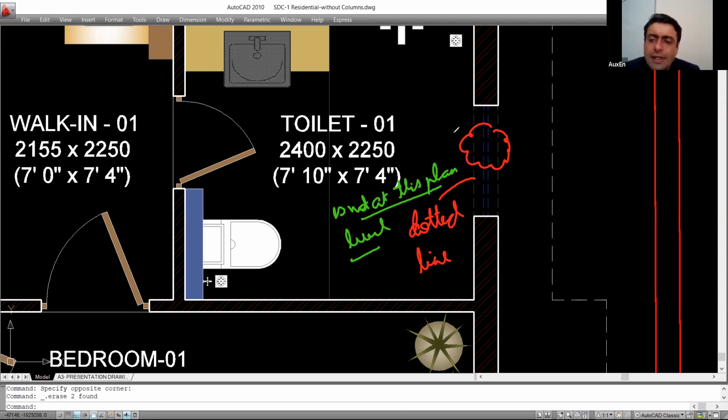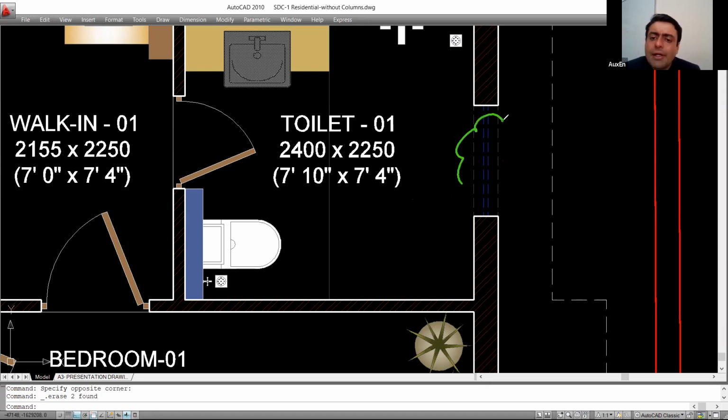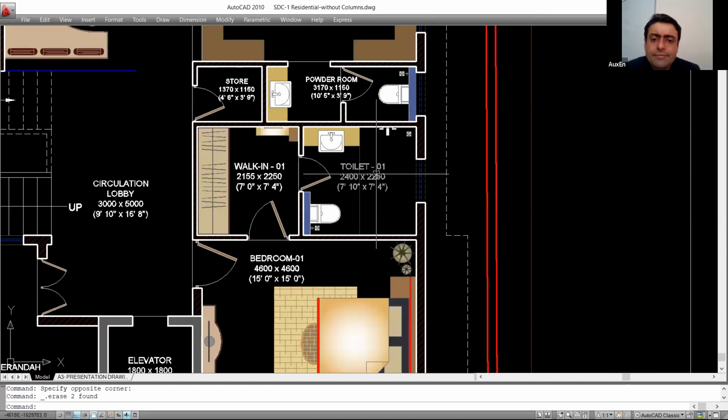So dotted lines indicate this information. Because this is a dotted line, we understand that this opening is not at this particular floor plan level and it is above this plan level. So therefore, this is a ventilator that has been provided and not a window. Very good. So this toilet has this ventilator over here.